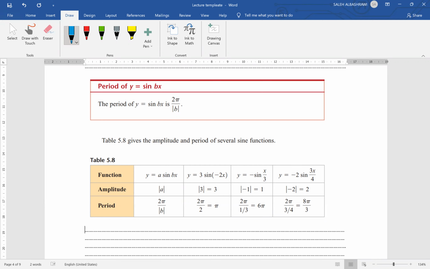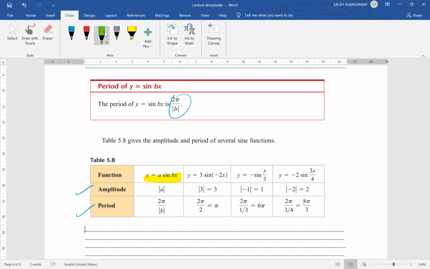So the period of y equal to sine bx is given by 2 pi divided by the absolute value of b. We mentioned two things the last time: we have amplitude and we have period for the sine function. If we consider the general form of the sine function, it is y equal to a sine bx. This is the general form of the sine function, y equal to a sine b multiplied by x.